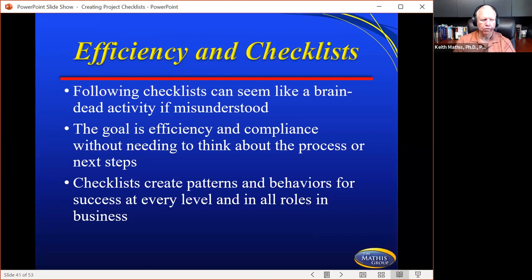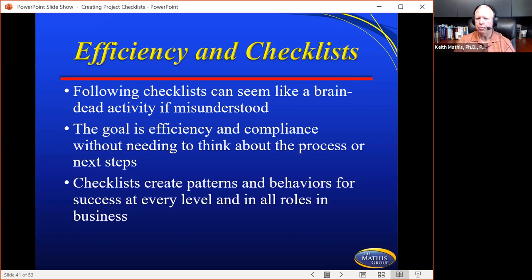Now let's go a little further here with efficiency and checklists. We've already heard that the performance experts believe that you're going to be much more efficient because you're going to be able to do things faster. So following checklists can seem like a brain dead activity if it's misunderstood. It's not paperwork and doesn't need to be painted like that. The goal is efficiency and compliance without needing to think about the process or the next step. So you just follow those steps and do what it says at the moment it says it.